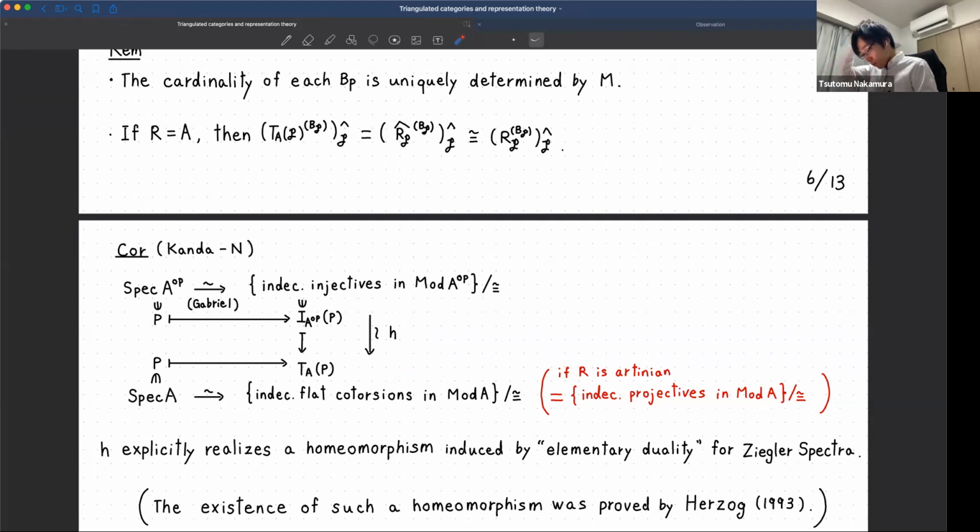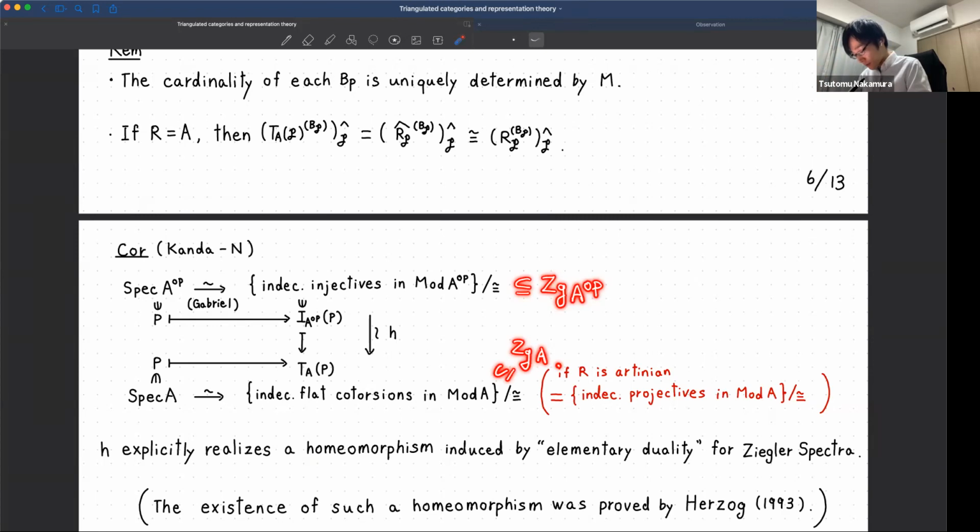And another important fact about this map H is that H explicitly realizes a homeomorphism. This is not just a bijection. This can be regarded as a homeomorphism induced by elementary duality for G-grass spectra. So the first class can be regarded as a closed subset of the G-grass spectrum of left A-modules, and the second one can be regarded as a closed subset of the G-grass spectrum of right A-modules.